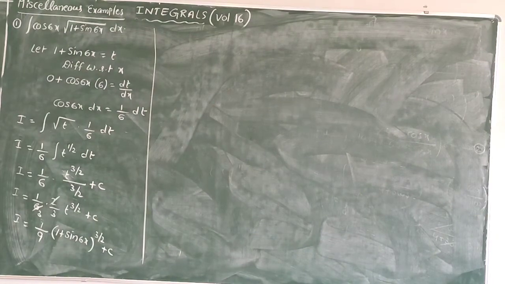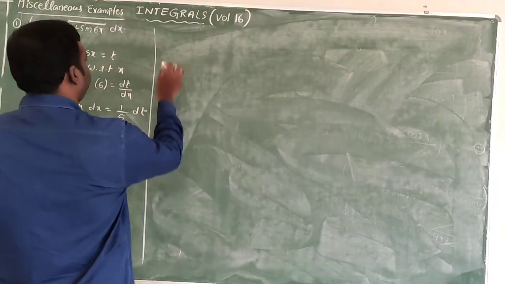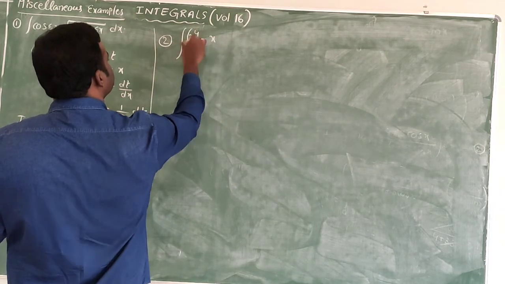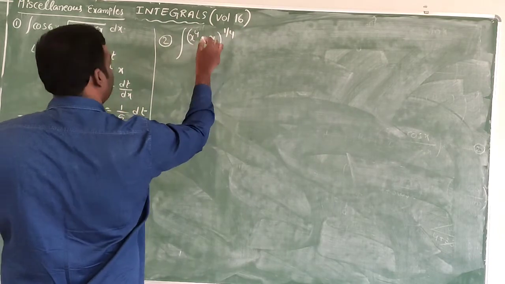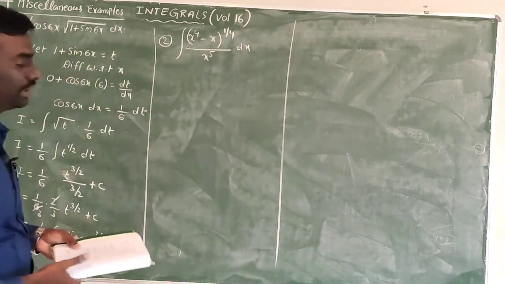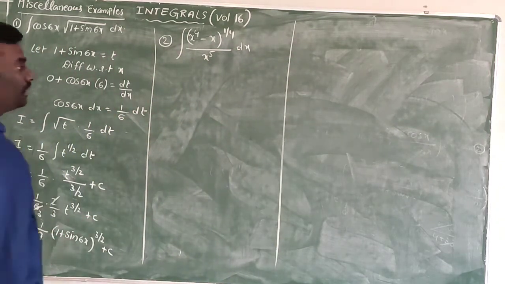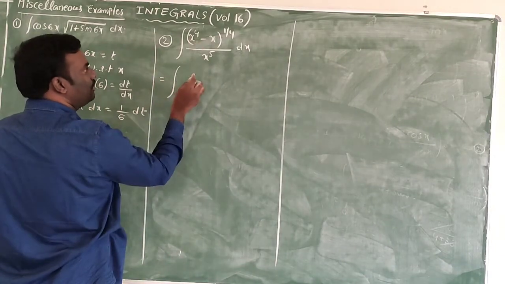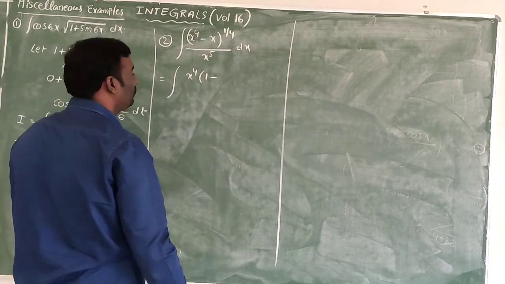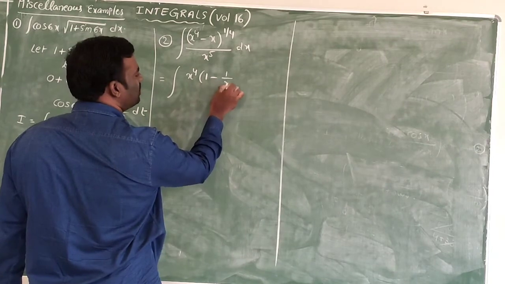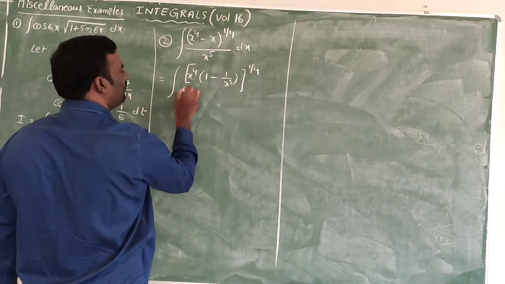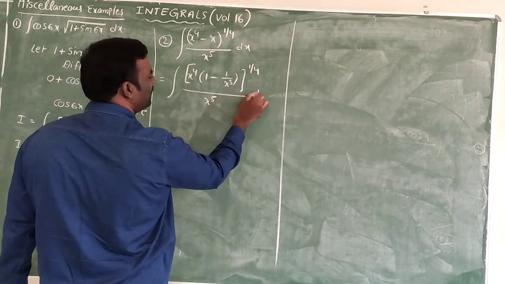Next, second question. Integral of (x power 4 minus x) whole power 1 by 4 by x power 5 dx. Okay, listen how to do this. Integral, here we take x power 4 common, (1 minus 1 by x cube) whole power 1 by 4 by x power 5 dx.